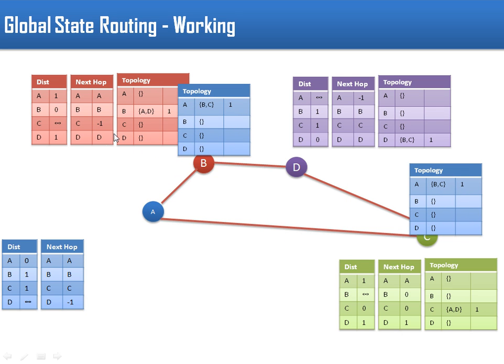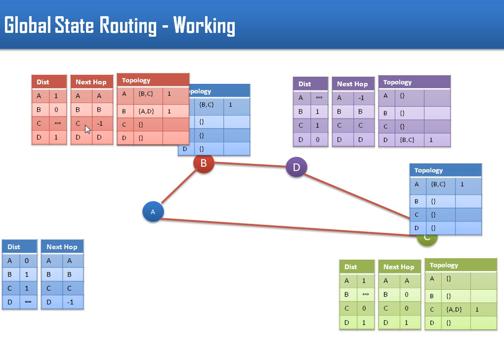First of all, we will see how node B will update its tables. When B receives this information, first of all B will check its own topology table, and B will find out that for destination A there is no link state information. So B first of all stores this information in its topology table. Okay, so this topology table is updated. Second thing, B will find out that A has two neighbors, B and C. So B will deduce that C can be reached from node A.